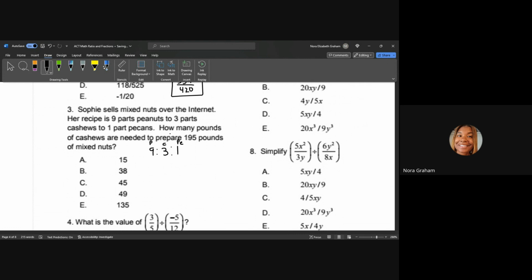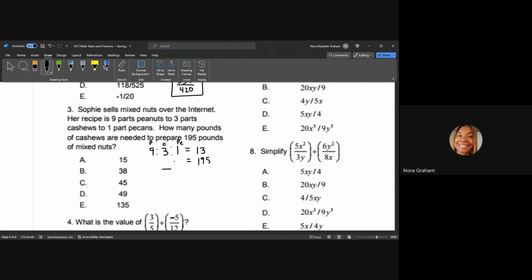How many pounds of cashews are needed to... and we'll say all together how many nuts these are. So 9, 10, 11, 12, 13, I believe. It equals 13 in her mixed bag. All right. So now they said how many pounds of cashews are needed to prepare 195 pounds of mixed nuts. So for this one, we need to find our cashews, this one.